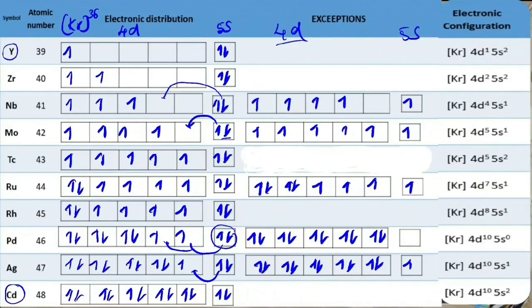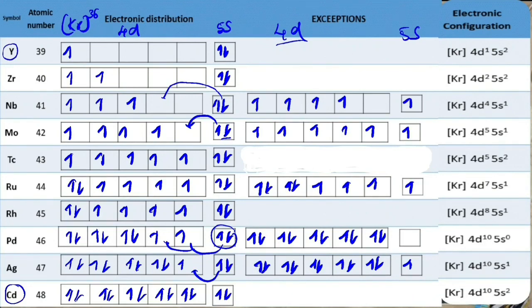So this is the electronic configuration of the 4d series, because the differentiating electron is entering the 4d orbital. That's why these elements are called the 4d series. That means the second transition series is known as the 4d series. You can see here the electronic configuration of the 4d series.